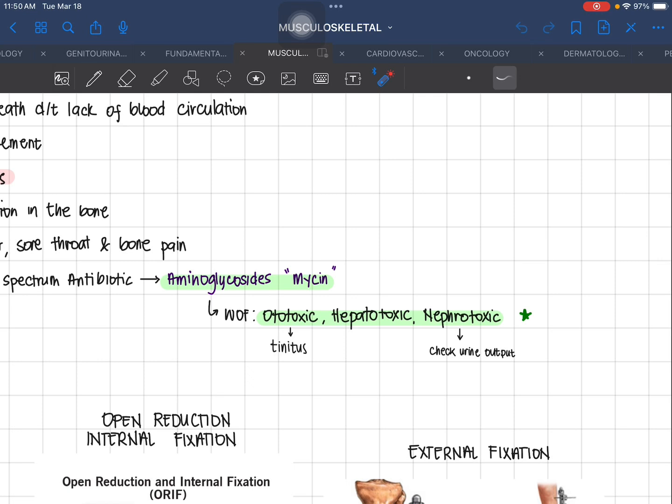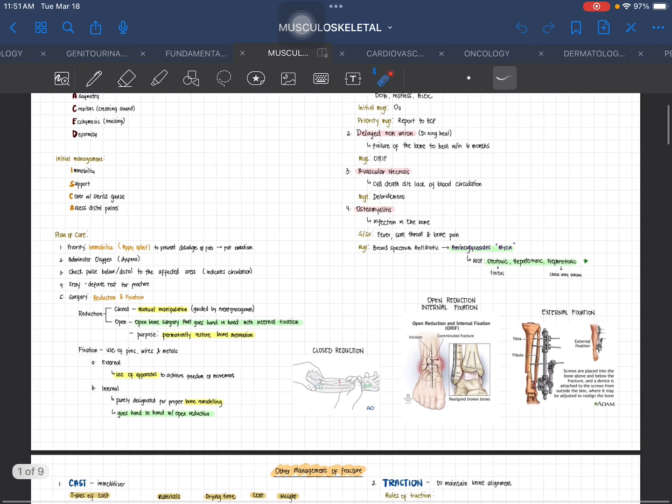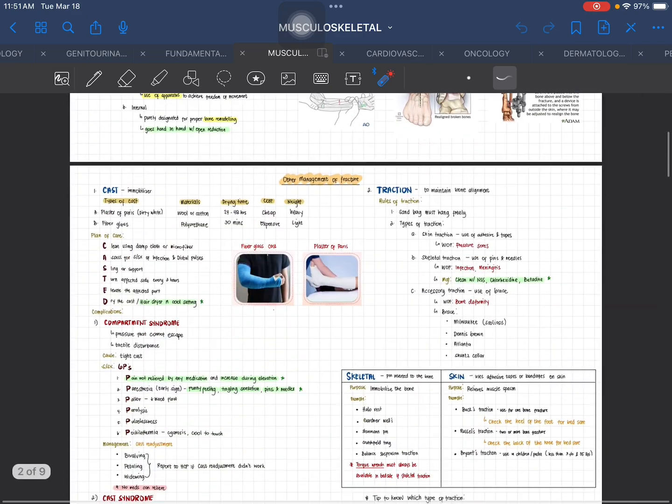So, pag ototoxic, possible na makakarinig ka ng yung ringing sa ear or tinnitus. Hepatotoxic din siya. So, toxic siya sa ating liver. And lastly, nephrotoxic. So, toxic siya sa kidney. So, ang gagawin natin is to check the urine output ni patient. Okay?